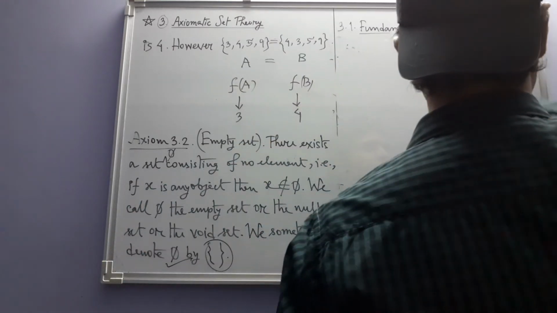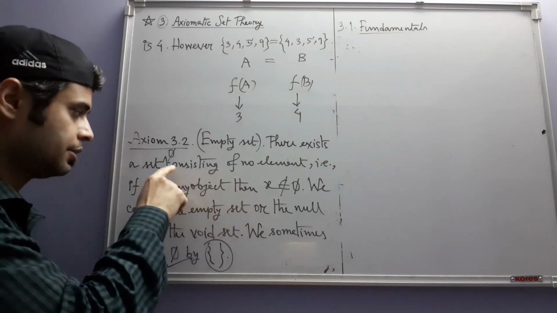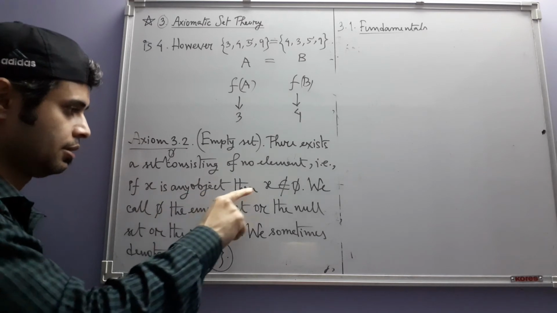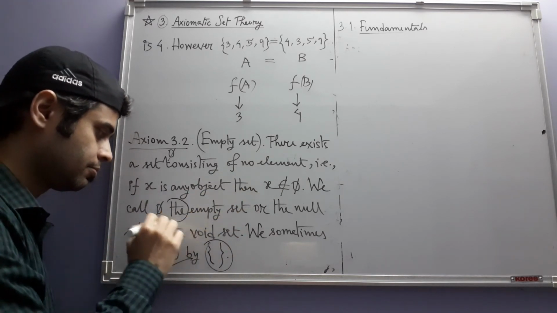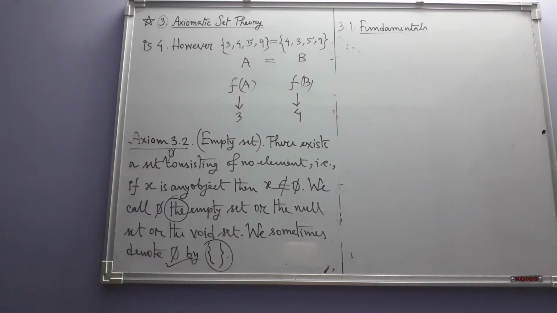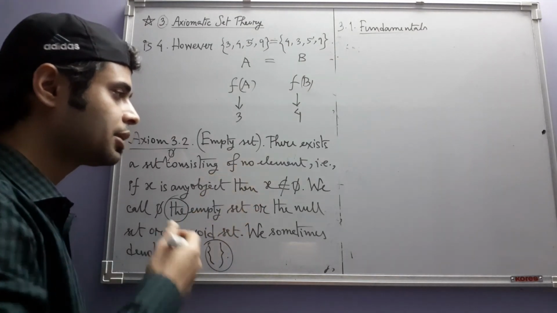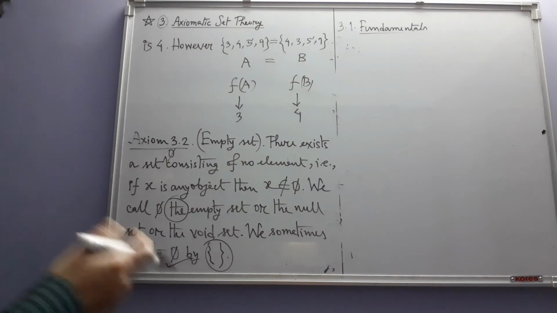Note one more thing that I have said: the empty set. There exists a set consisting of no elements, that is, we call phi the empty set. Now it can be proved, as we have already proved in naive set theory, that if we consider two sets both having no elements, then they actually are equal.